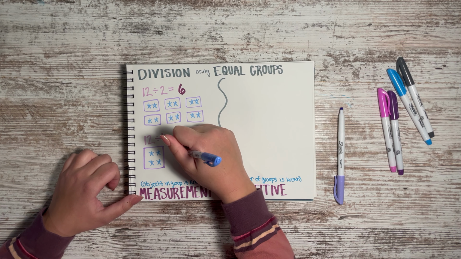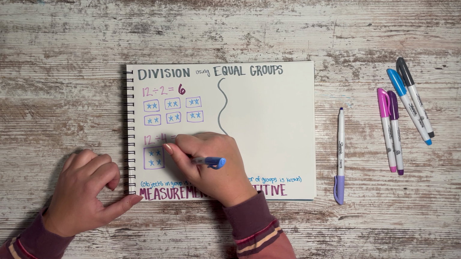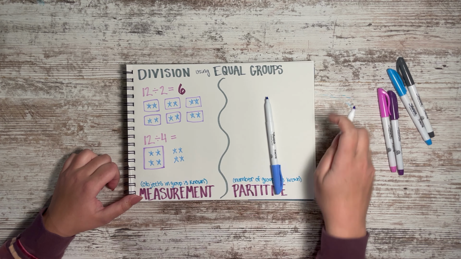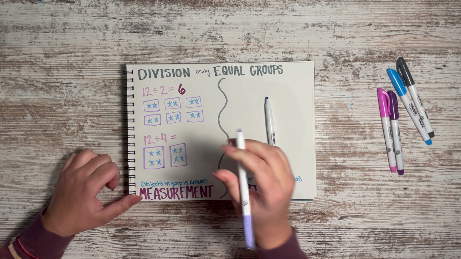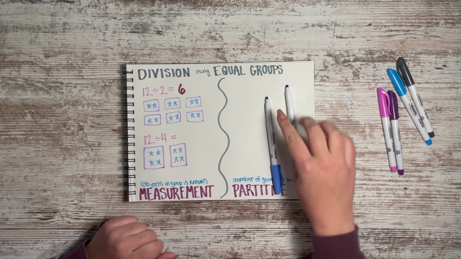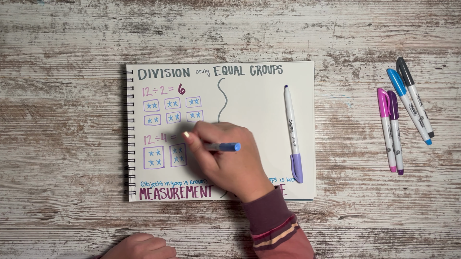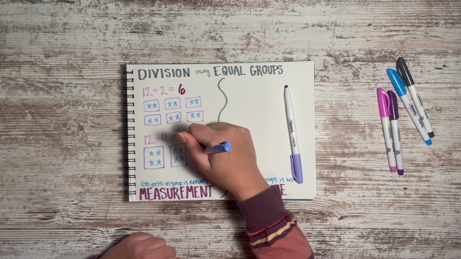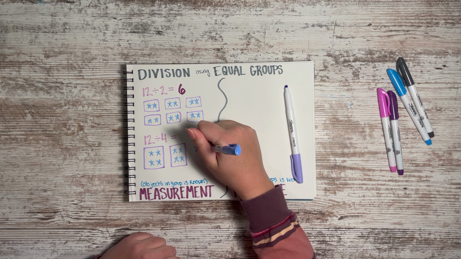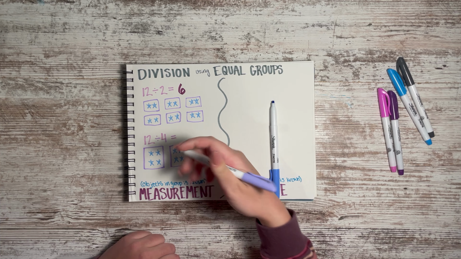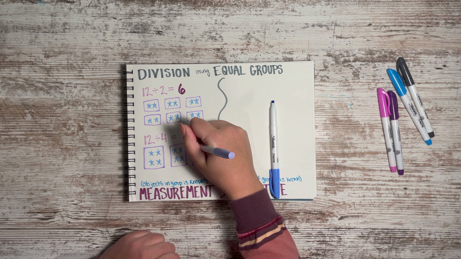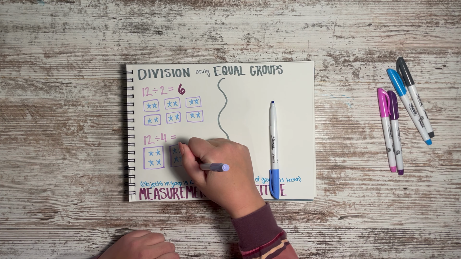One, 2, 3, 4. There's another group. And now I have 8 stars total, and I need 12. So I think I'm going to need one more group. 1, 2, 3, 4. And then let's count our stars to see if we have all 12.